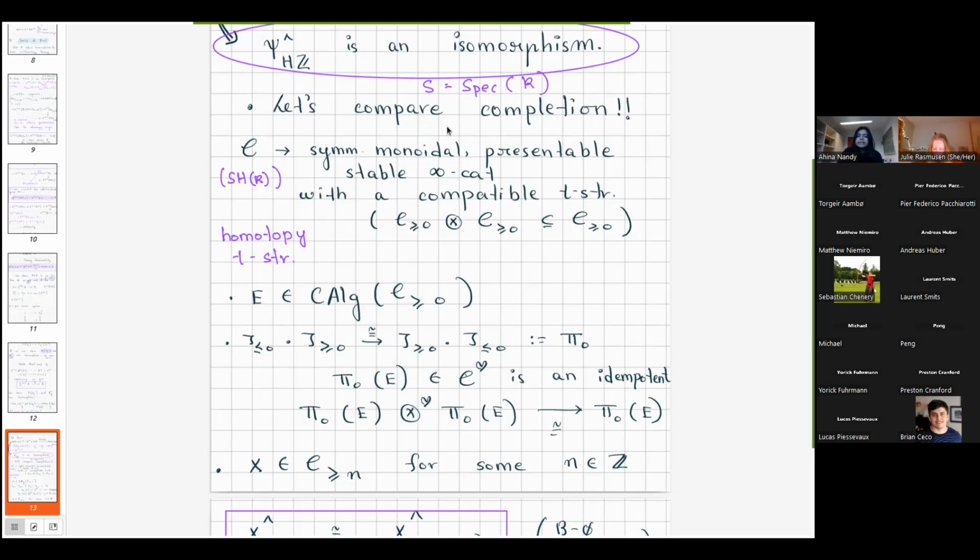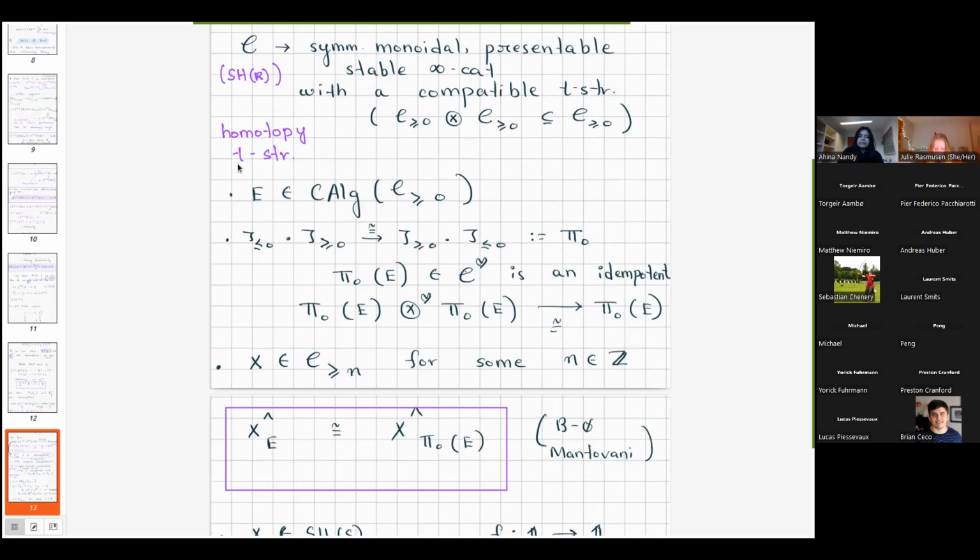And this is pretty general. You can start with any presentably symmetric monoidal stable infinity category which has a compatibility structure. Our example would be SH(k), the stable A1 homotopy category of some field, and the field is important here. And there is something called a homotopy t-structure. Let's not go into that. It has this nice property: it is compatible with the symmetric monoidal structure.